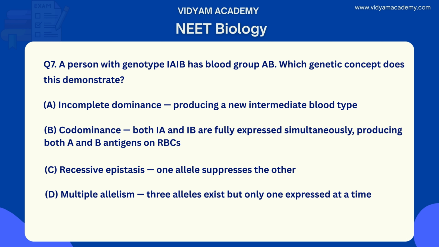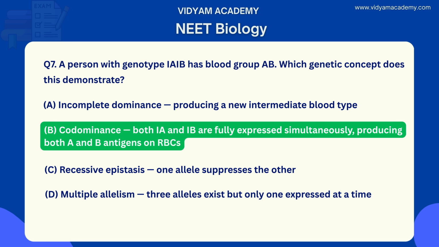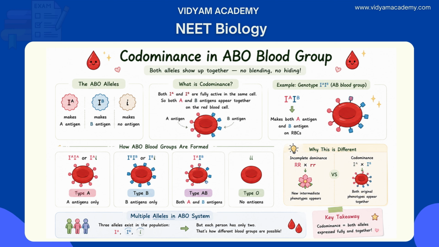What is the right answer? The right answer is option B. Codominance, both A and B are fully expressed simultaneously, producing both A and B antigens on RBCs. Codominance means both alleles are fully and independently expressed in the heterozygote. So no blending occurs and neither allele is dominant. So in AB individuals, the A allele directs production of A type antigens and the B allele simultaneously directs production of B type antigens on the same red blood cell surface. So both proteins are present at full strength.